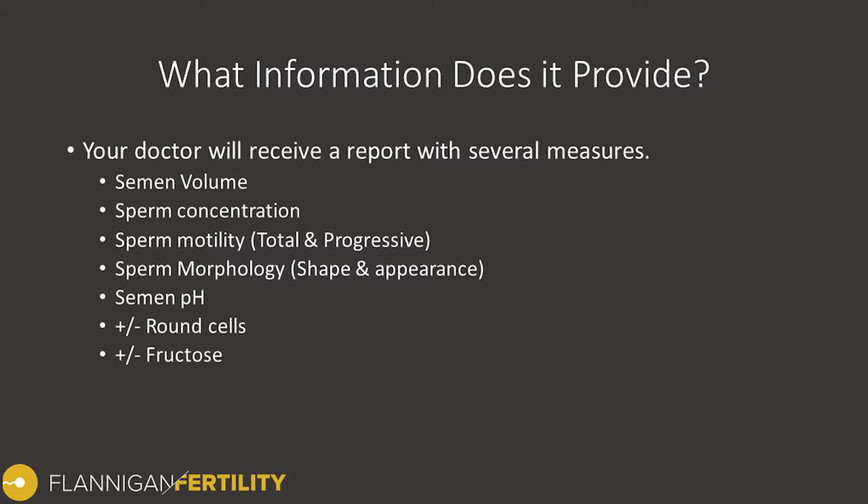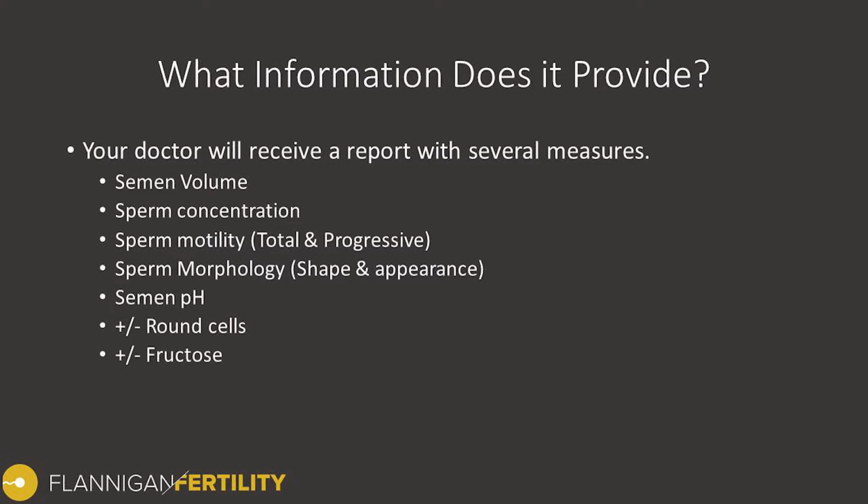Sperm morphology is referring to the shape and the appearance of the sperm. There's really strict criteria for this, and the sperm head has to be a certain size, a certain shape. The neck of the sperm has to be certain dimensions and shape, as well as the tail. Looking at the pH of the semen can also give us additional information to make sense of some specific scenarios.